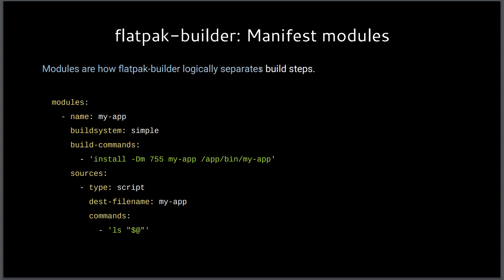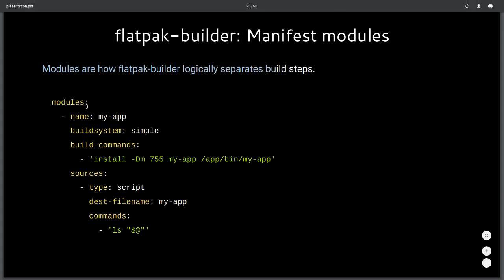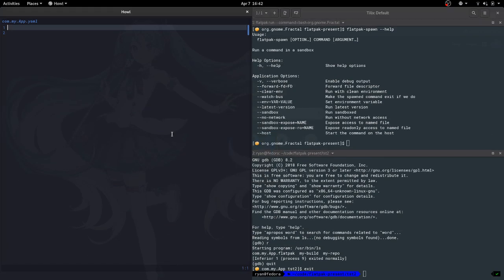Modules are how it logically separates build steps. We can see here we have a module named my app. Modules is a list. You can see module. If you're not familiar with YAML syntax, quick primer. This is how we set keys and values.